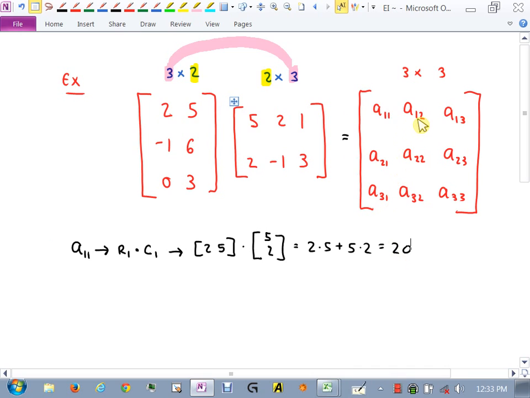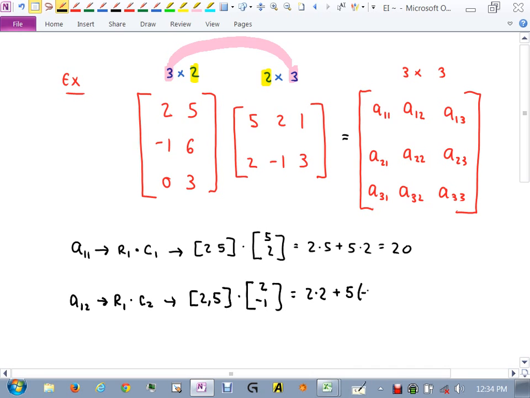How do I get A12? Well, I'm going to take the first row and multiply it times the second column this time, right? So this is going to be 2, 5 times what? 2, negative 1, which is 2 times 2 plus 5 times negative 1, which is negative 1. I know I'm moving quick here, but are y'all following the pattern here?